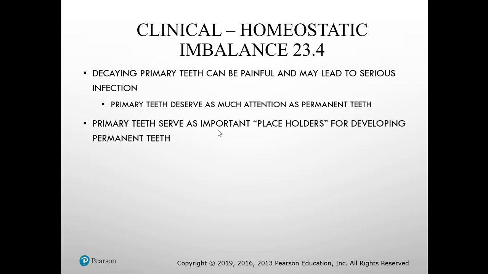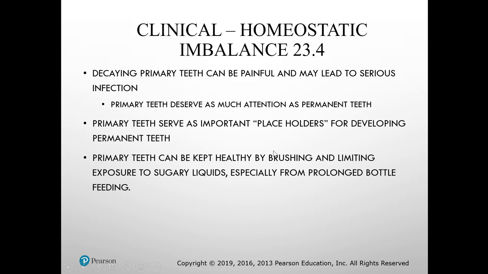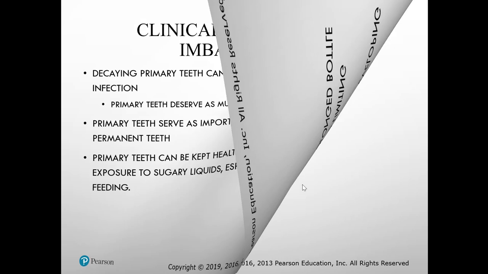So if you lose your primary teeth way before your permanent teeth come out, then you won't have a placeholder there. That's when crookedness or imbalances would pretty much result when permanent teeth come out. Although that's not the only case. Some of the shape of our teeth really is because of our DNA. So primary teeth can be kept healthy by brushing and limiting exposure to sugar liquids, especially from prolonged bottle feeding.